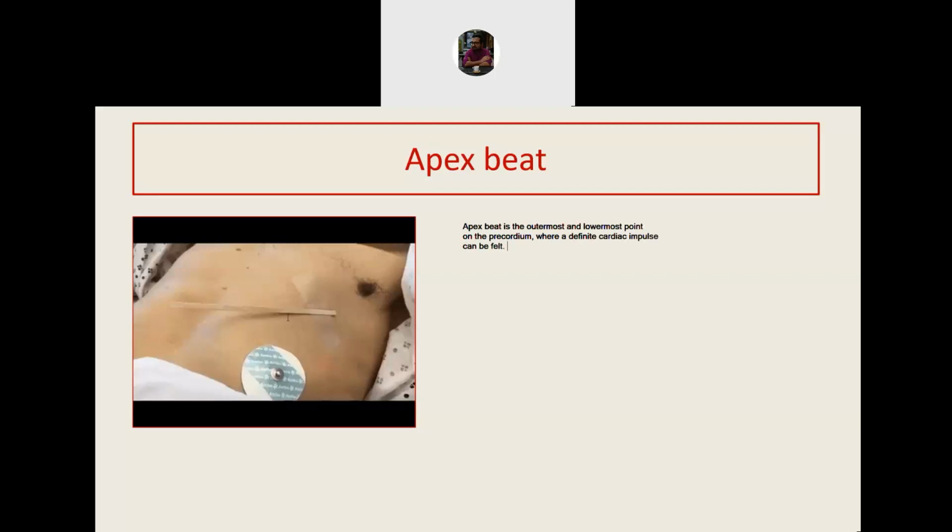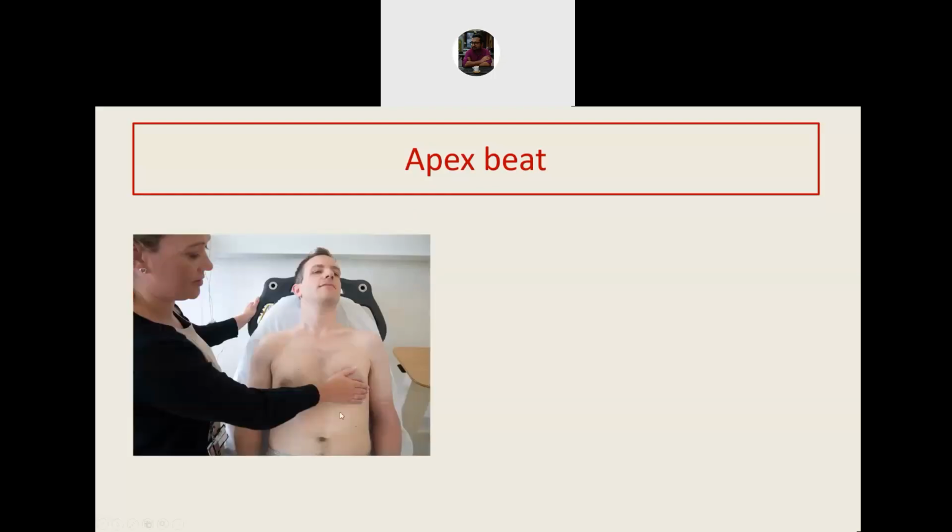So what is the technique of feeling this apex beat? The technique of palpating the apex beat is that you place your palm over the precordium, that is the chest in front of the heart. Try to feel where the impulse might be located. Then further locate it with the ulnar border of the hand. And when you get an idea of where it might be, pinpoint it with your finger. So gradually we are narrowing down the area, first with the palm, then with the ulnar border of the hand, and then with the finger. And then mark it with a skin marking pencil. So this is the area of the apex beat.